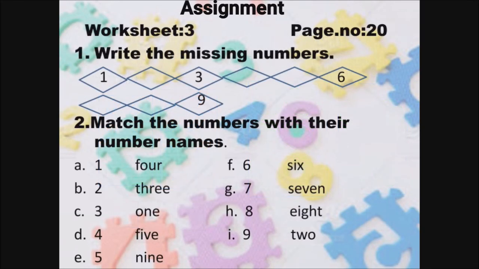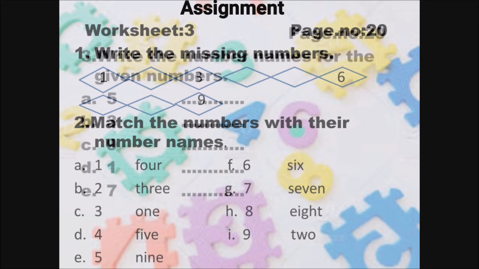Next, this is the assignment for you children. Worksheet 3, page number 20. So, I have given first sum, write the missing numbers. So, you have to fill the missing numbers. And the second one is match the numbers with their number names. So, in left hand side they have given numbers and right hand side number names. You have to match the particular number names.